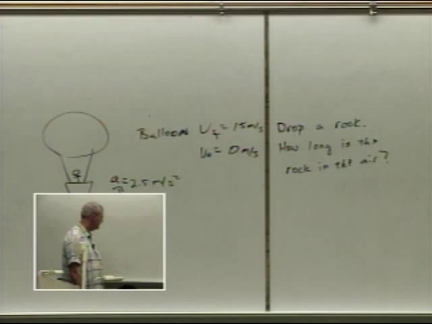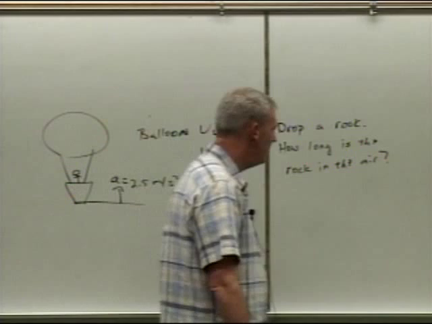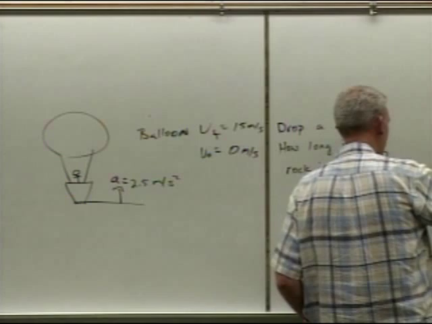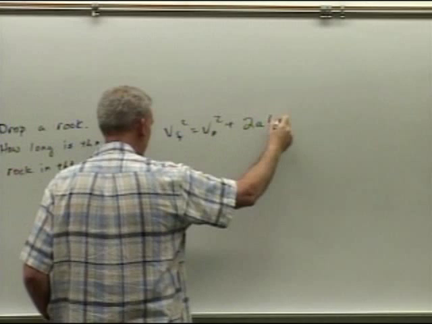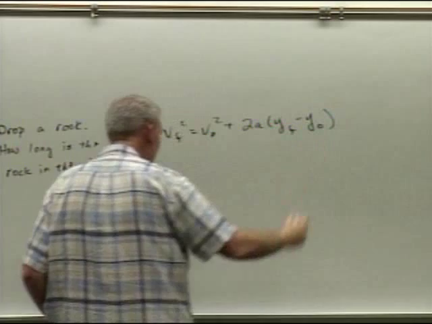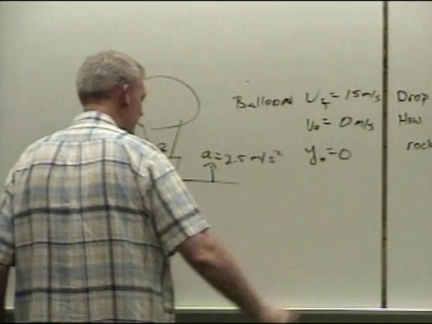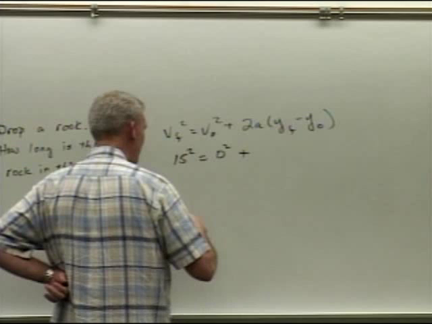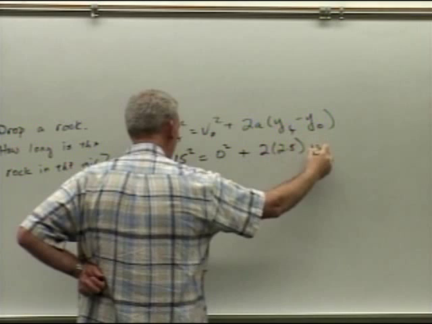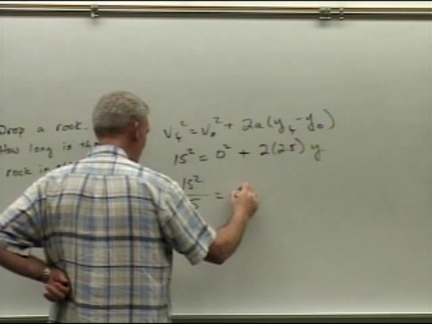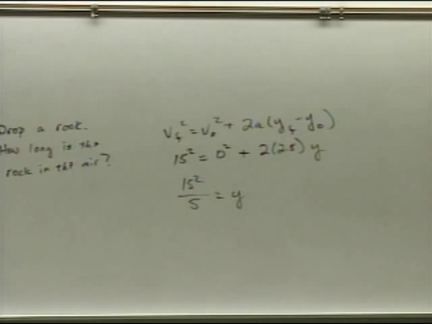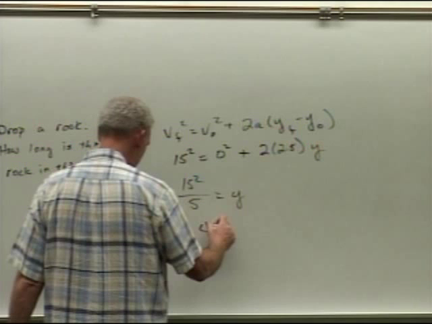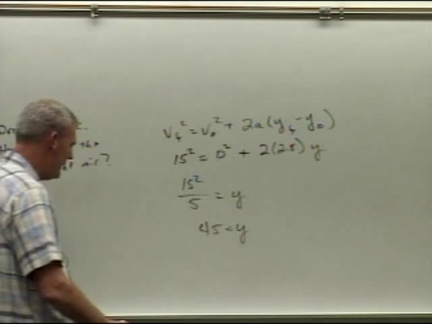I sure can. I can use this formula right here. The height is going to equal y final minus y initial, and we're going to assume here that y initial is also 0. So I can get the initial height because I wind up with 15 squared equals 0 squared plus 2 times 2.5 times some y. So I get 15 squared over 5 equals y. I did a bunch of algebra there in my head, rather quickly. And you get 225 divided by 5, so 45 equals y. 45 meters. So this balloon is at 45 meters.